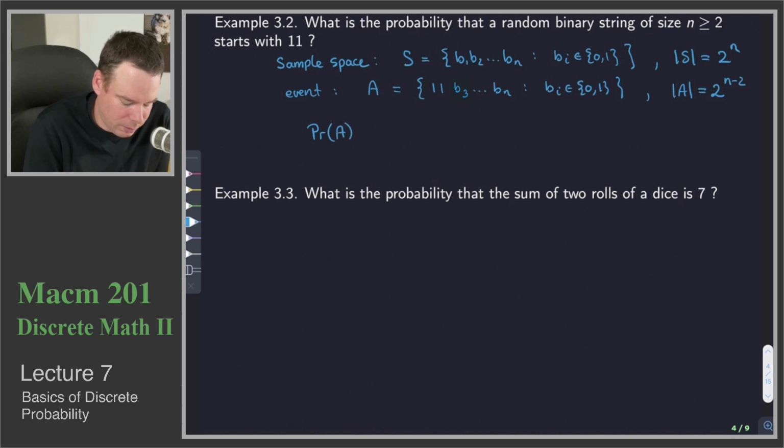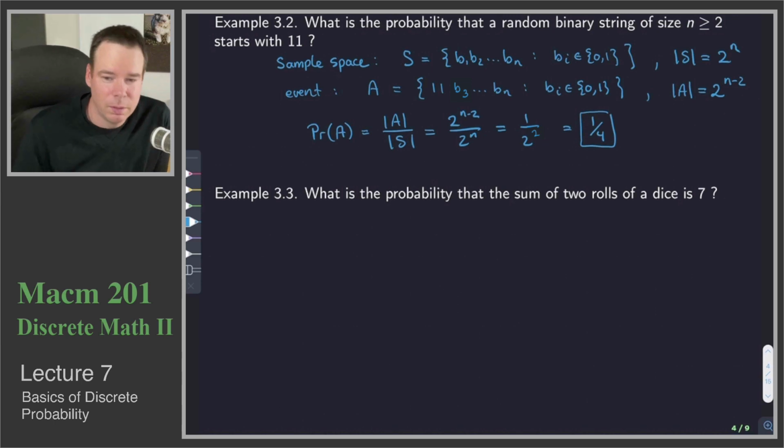And so the probability that selecting a string at random is in the event space is equal to the size of A over the size of S, or 2 to the n minus 2 over 2 to the n, or in other words, 1 over 2 squared, or 1/4. So if you wanted to express this as a percent, the probability of A is 1/4 or 25%. So there's a 25% chance, or a 1 in 4 chance, that if you select a binary string at random, it's going to start 1, 1.